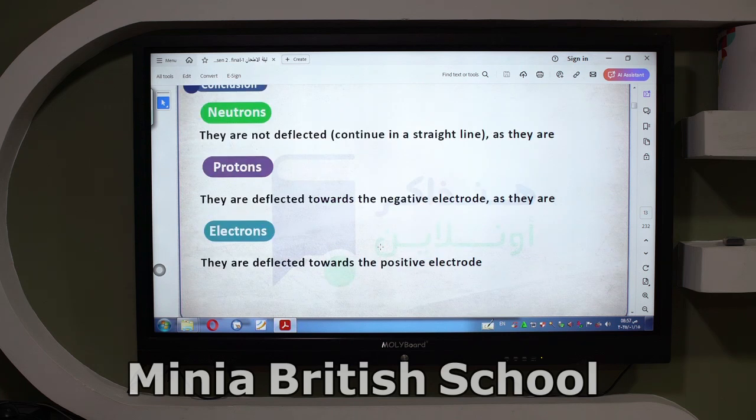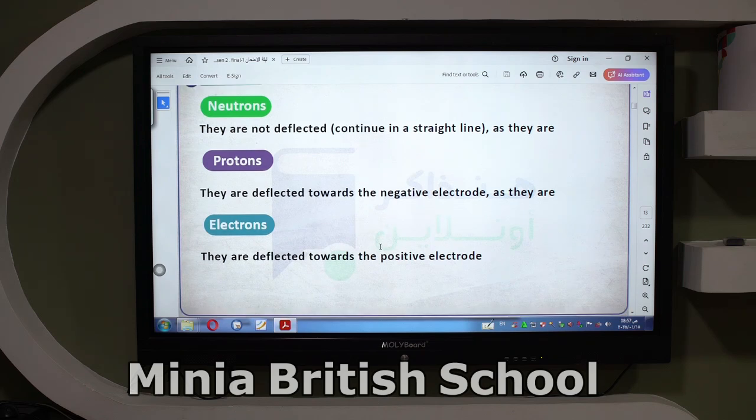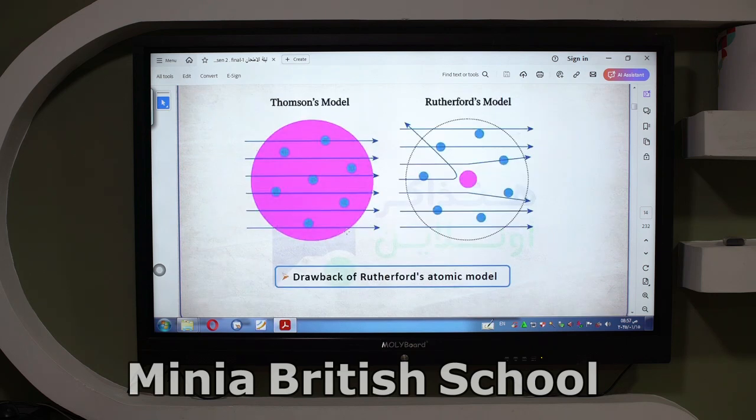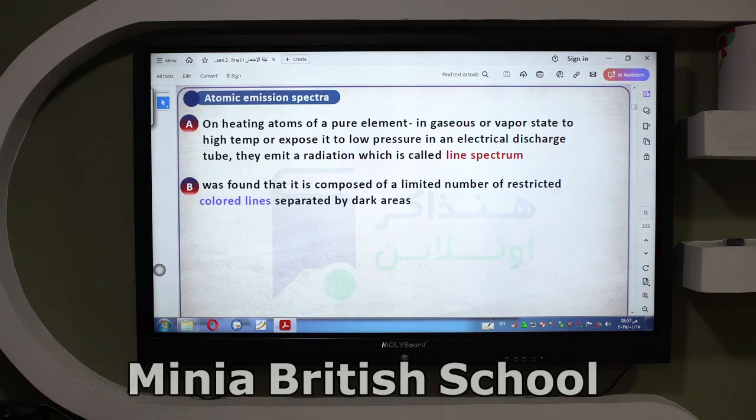Rutherford used alpha rays to probe his model of the atom. He concluded that neutrons are not deflected and continue in a straight line, but protons, because they have a positive charge, are deflected toward the negative electrode, and electrons, because they have a negative charge, opposite to the positive charge of the alpha ray, are deflected toward the positive electrode. This is the model of it.